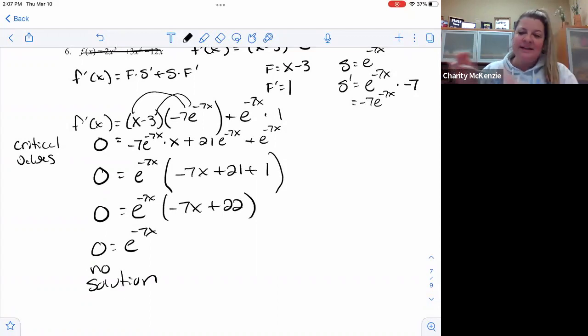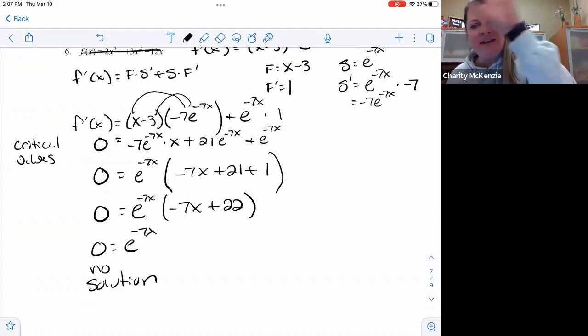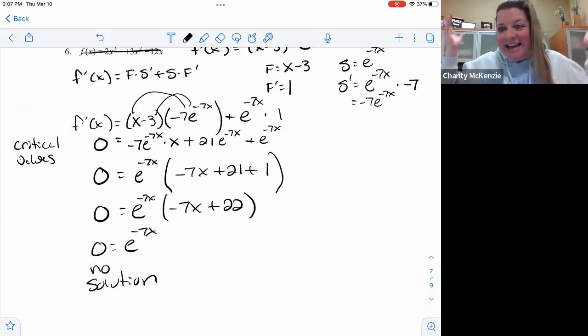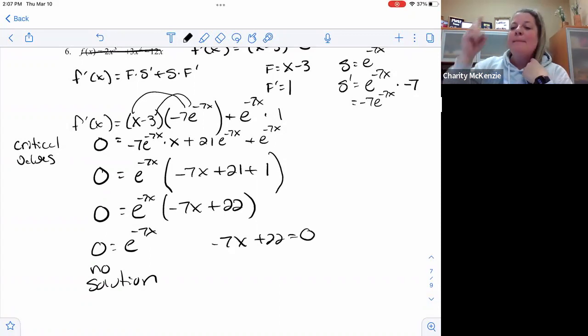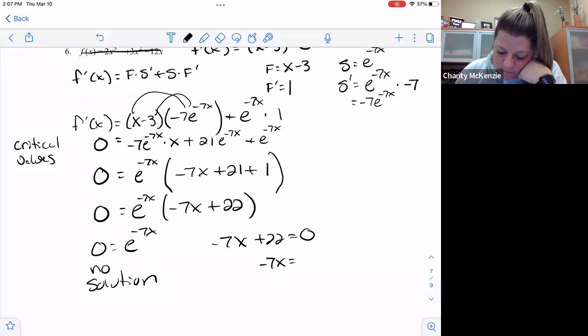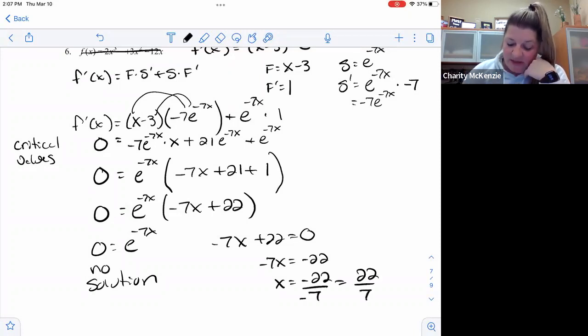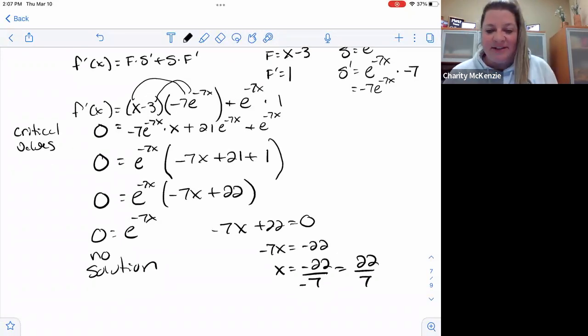So that part we can kind of ignore. If you have an e, you factor it out, and it cannot be a critical value. So we look at -7x + 22. Where does that equal 0? Minus the 22 over. Divide by -7. And I get 22/7. So our critical value is at 22/7.